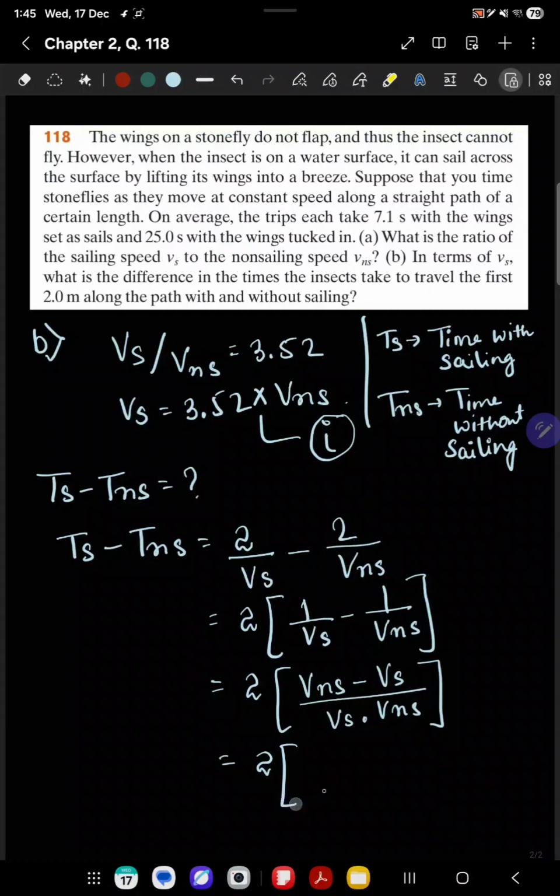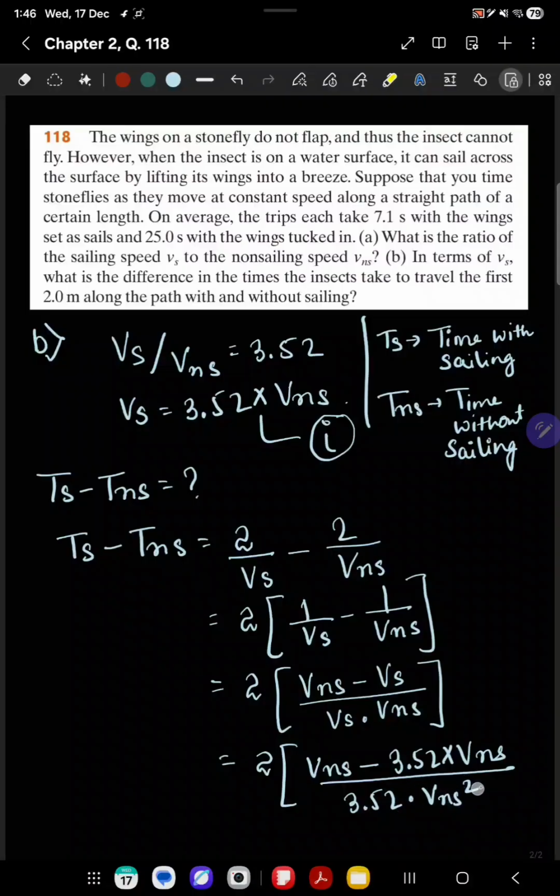We can write it as 2 times Vns minus 3.52 into Vns upon 3.52 into Vns square.